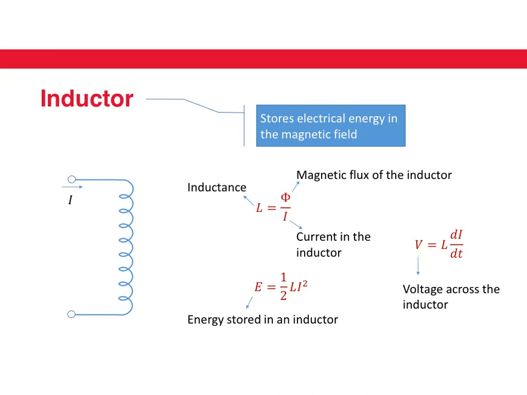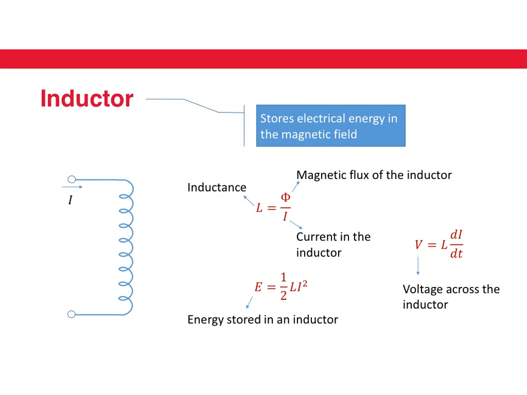The first equation is L equal to phi over I. What this tells us is that as some current is passed through an inductor, there is a magnetic flux generated in the inductor. And the magnetic flux is dependent on the inductance of the inductor, some constant in the inductor.